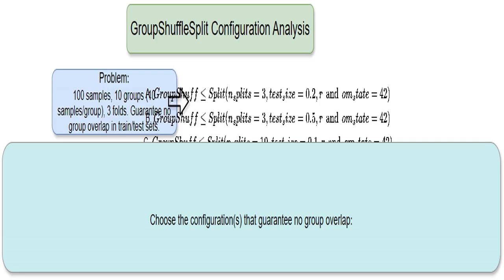This is our primary goal. We need a configuration that strictly prevents any sample from a specific group from appearing in both the training and testing sets of the same fold. This is crucial for unbiased model evaluation.